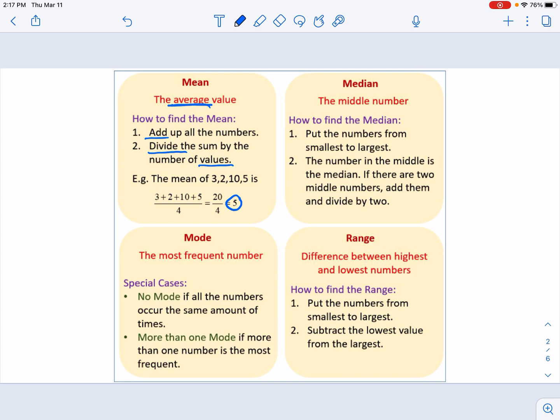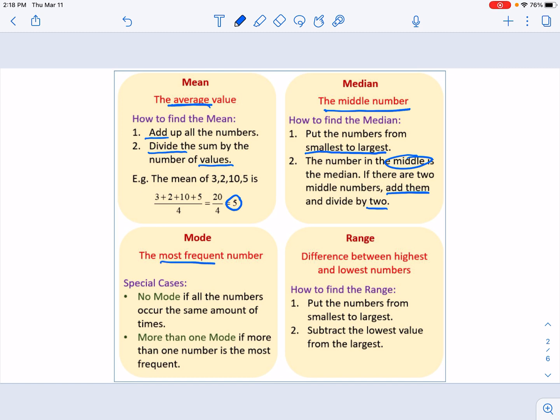The median is the middle number. Okay, to find the median, we have to put the numbers in order from smallest to largest, and then the number in the middle is the median. If there's two middle numbers, we're going to find the average of them. We'll add them together and divide by 2.